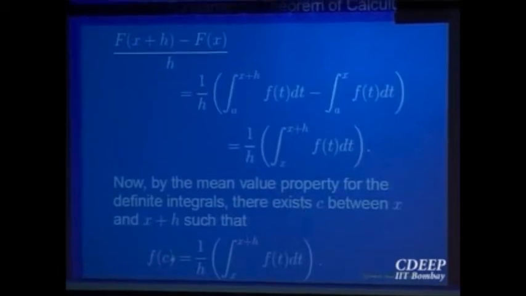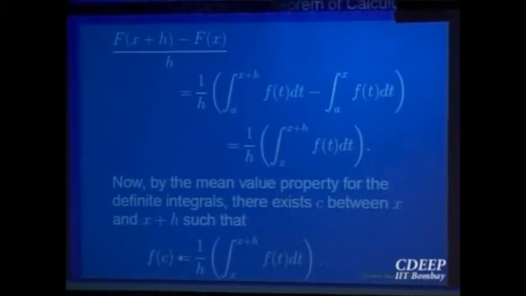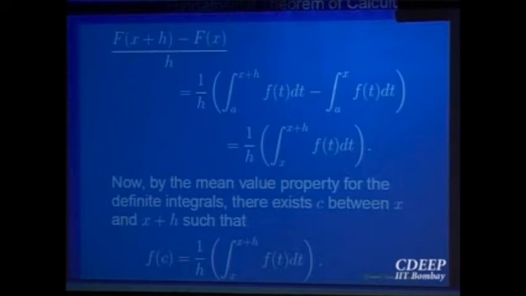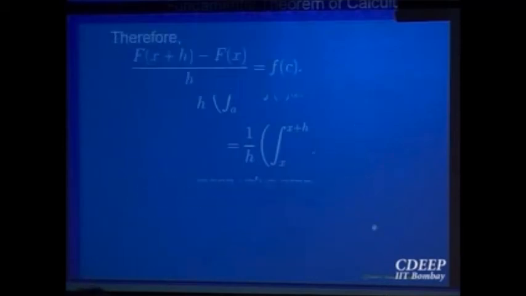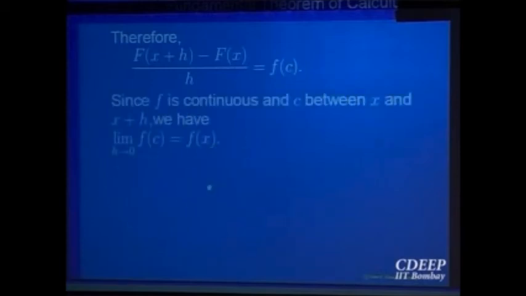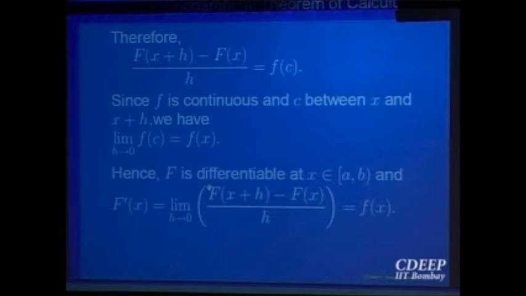So what happens to f(c)? That goes to f(x). So as h goes to 0, the limit of this is equal to the limit as h goes to 0 of f(c), but c is between x and x+h. h is going to 0, f is a continuous function, so that will go to f(x), sorry. Because x is fixed, x+h is shrinking, and c is in between. So c is going to x as h goes to 0. So by continuity, take the limit, and that goes to f(x), so that gives you that F' must be equal to f(x).